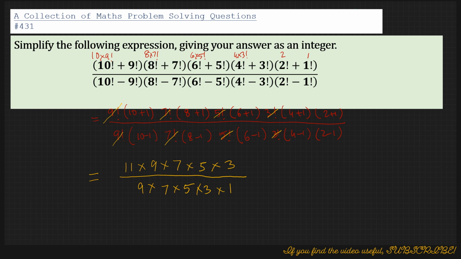So again we can do some cancelling. So the 3 goes, 5 and 5 go, 7 and 7 go, 9 and 9 go, and you see we are left with 11. So the answer as an integer would be 11.